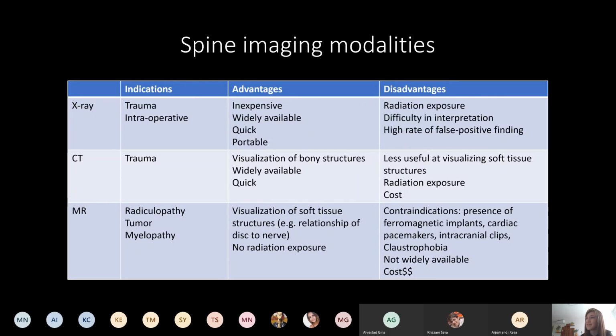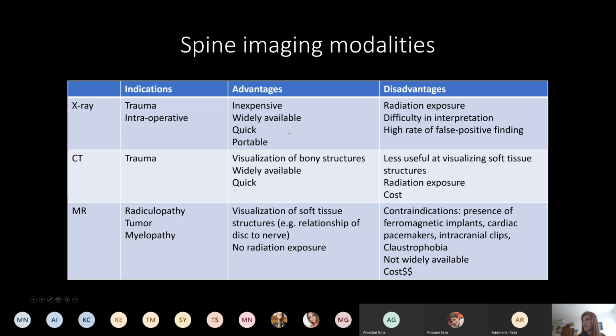Spine imaging modalities. Okay, so here are some indications, advantages and disadvantages. For trauma patients, you can use X-ray or CT. X-rays you can use intraoperatively in the OR suite because they are portable. Then MR, you can use it to detect radiculopathy when an exiting nerve is compressed by a disc herniation or something. Also for spinal tumors and myelopathy.